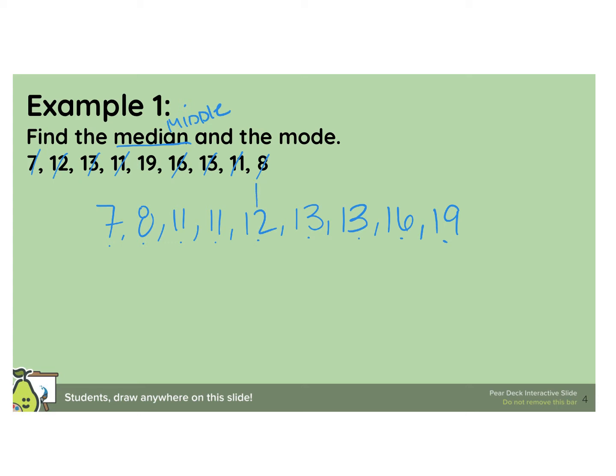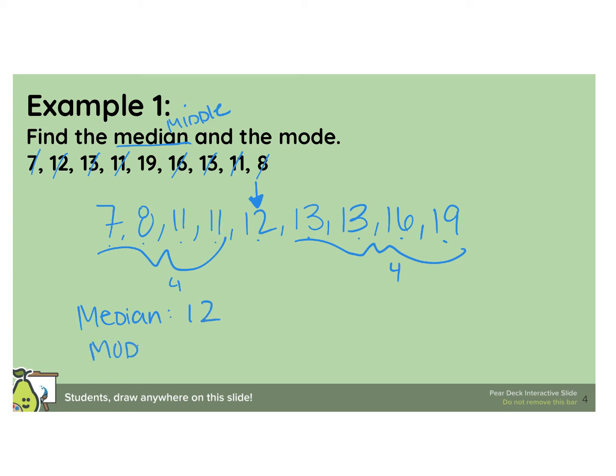So if I choose 12, there's 4 numbers on this side, and there's 4 numbers on that side. So 12 is directly in the middle. So the median is 12.